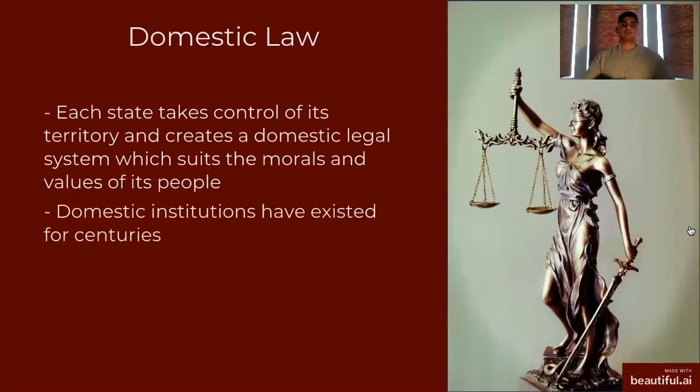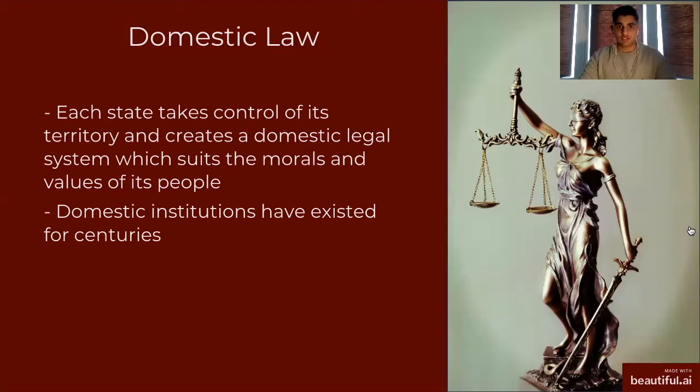And what's really interesting about domestic law is these institutions have often existed for centuries. Now, that's not the case with every country, right? So you have a lot of newly independent countries. Let's take, for example, Pakistan, right? It was given independence in 1948.